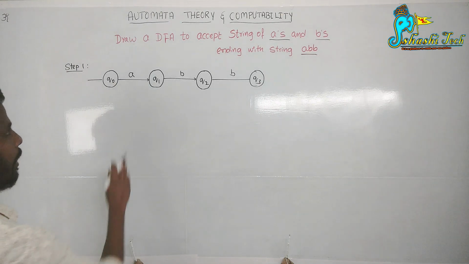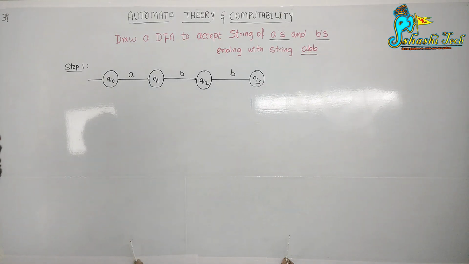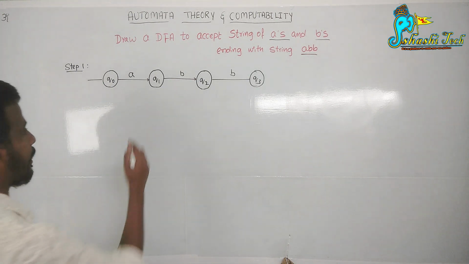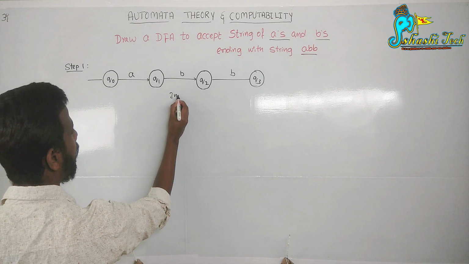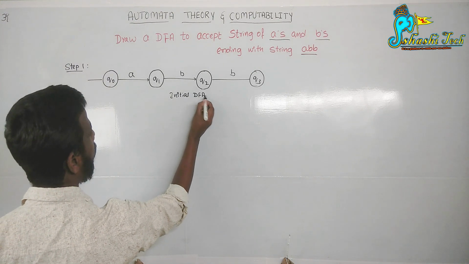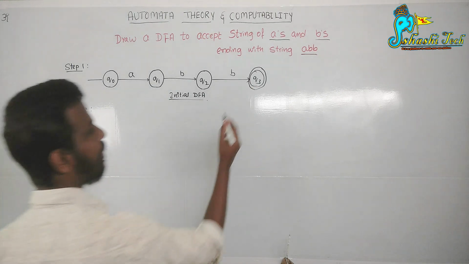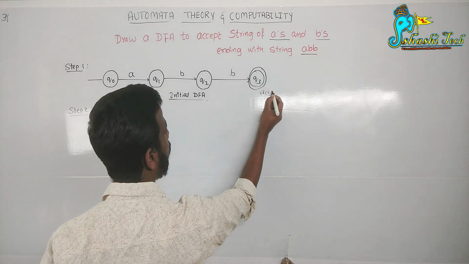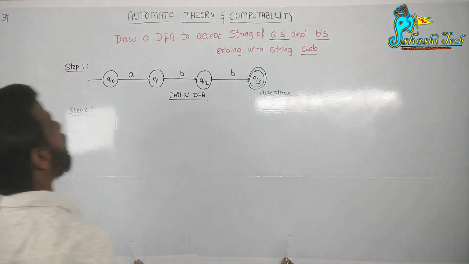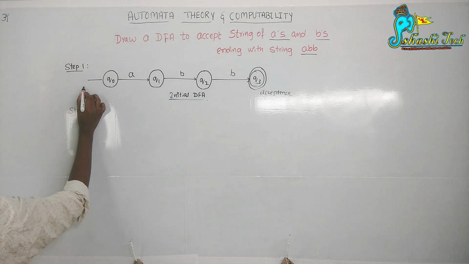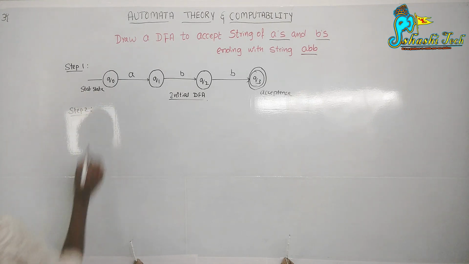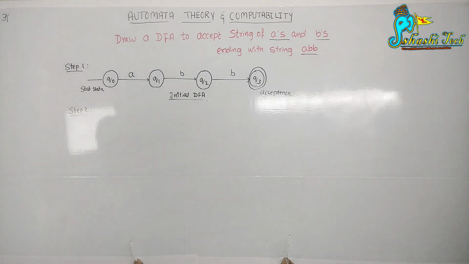Okay, this is the first step. We have written a DFA for the minimum string. This is called the initial DFA. This is called the acceptance state, and this is called the start state. Okay, let us go to step 2.